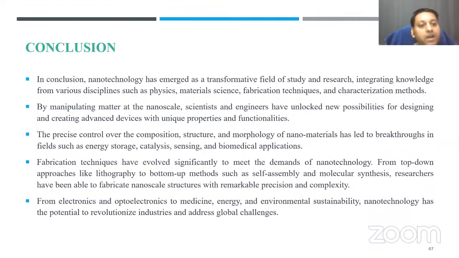In conclusion, nanotechnology has emerged as a transformative field of study and research, integrating knowledge from various disciplines such as physics, material science, fabrication techniques, and characterization methods. By manipulating matter at the nanoscale, scientists and engineers have unlocked new possibilities for designing and creating advanced devices with unique properties and functionalities. The precise control over the composition, structure, and morphology of nanomaterials has led to breakthroughs in fields such as energy storage, catalysis, sensing, and biomedical applications.